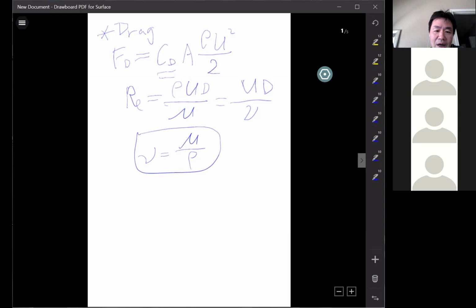So you calculate the Reynolds number, then from this plot you should be able to find the drag coefficient for your case. Then you can calculate the drag force based on this equation here: CD times half rho U squared times the frontal area A. Be careful, A is the so-called frontal area.